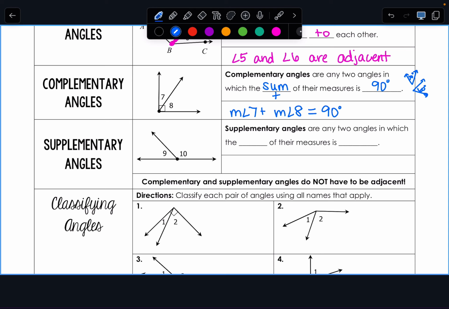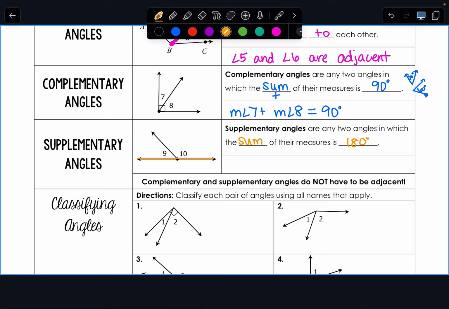Okay, now I have a question. This little picture that I drew, are these two angles adjacent? Do they share a side? No. Okay, in this picture, are these two angles adjacent? Yes, because they share a side. And that box means they add to 90, so we know they're complementary. Supplementary. What is our sum going to be? 180. There you go, 180.